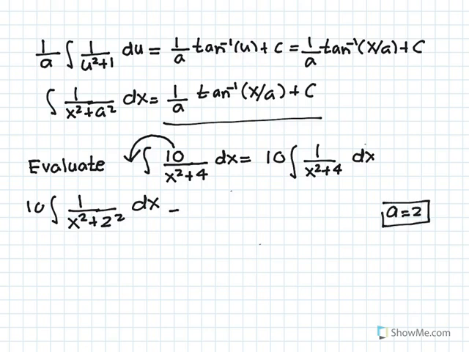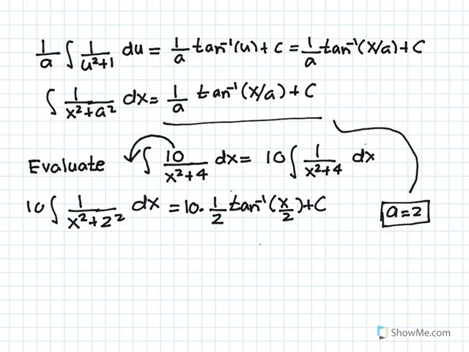Alright, so the result will be 10 times 1 over a, which is 1/2, times tan minus 1 of x over a, tan minus 1 of x over 2, plus c. So we actually applied a equals 2 into this formula here. So the result is 5 tan minus 1 of x over 2 plus c.